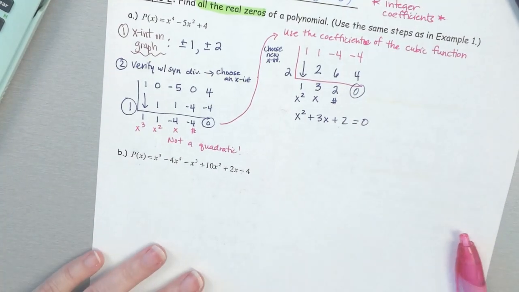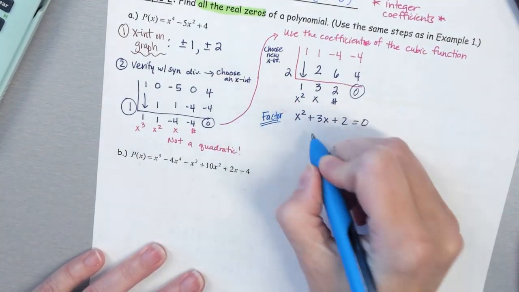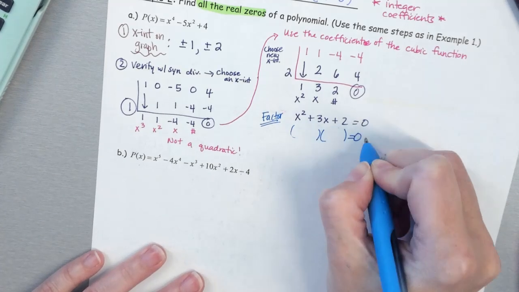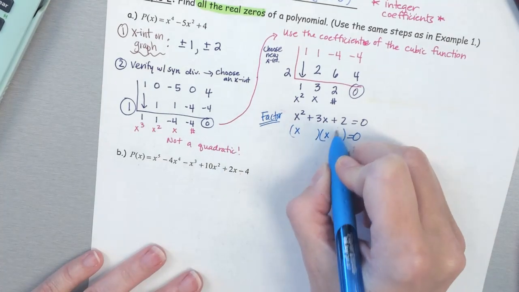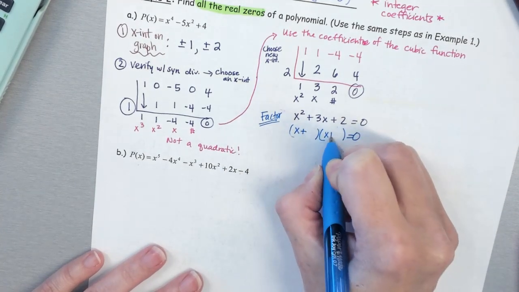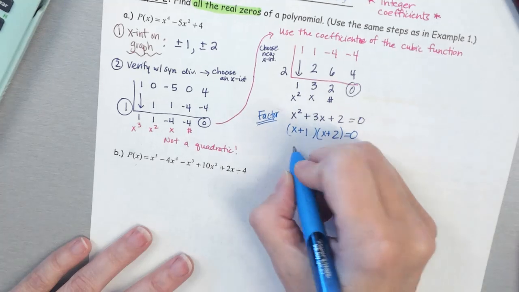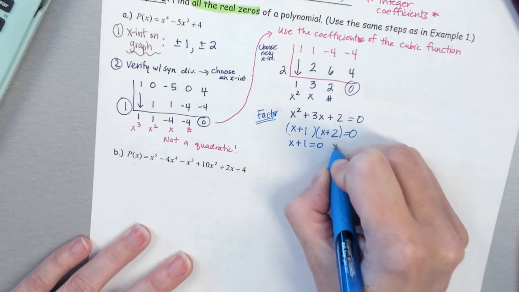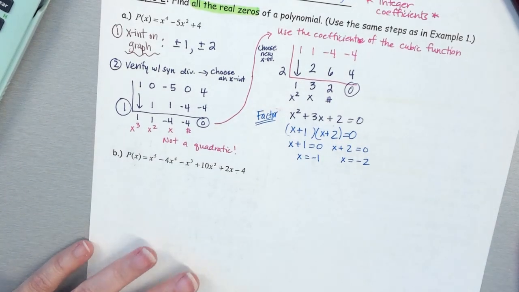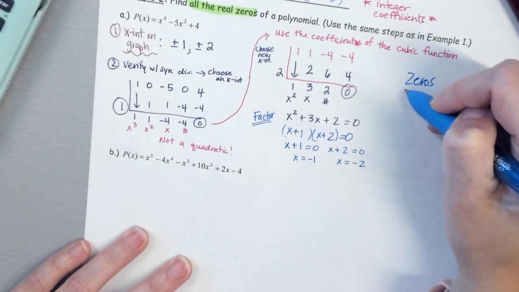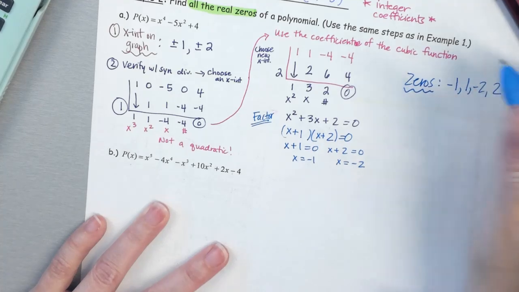If you can factor, then you're going to factor. And this one's pretty simple to factor because it's 2 and it's positive and this is plus. So your only possibilities are plus 1 and plus 2. Okay, and then you can set each one equal to 0 and solve. Okay, so your zeros are -1, 1, -2, and 2.